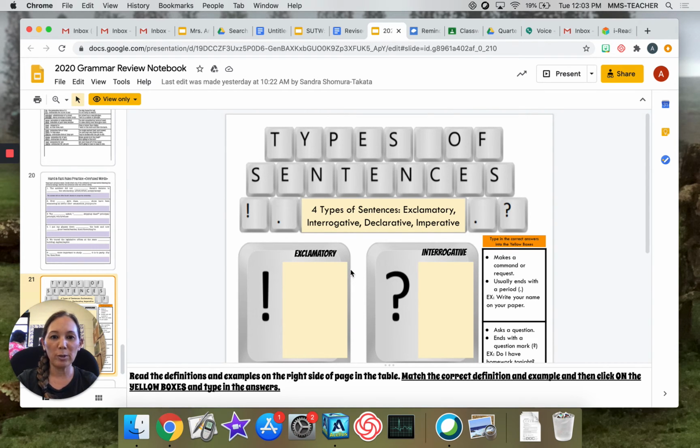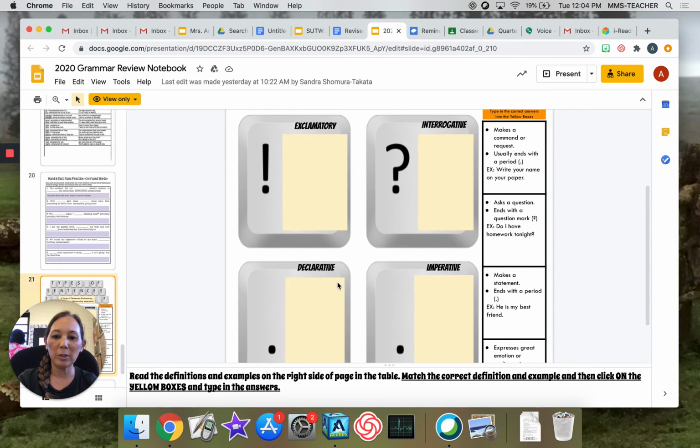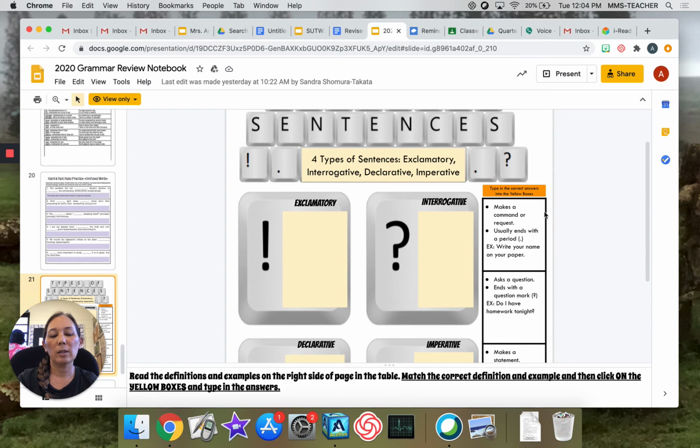So there are four different types of sentences that we either speak, say, or write. And they are exclamatory, interrogative, declarative, and imperative. So the first one, what you're going to do here, it says, read the definitions and examples on the right side of the page in the table, match the correct definition and example, and then click on the yellow boxes and type in the answers. So I'll start you off. It says, type the correct answers in the yellow boxes.